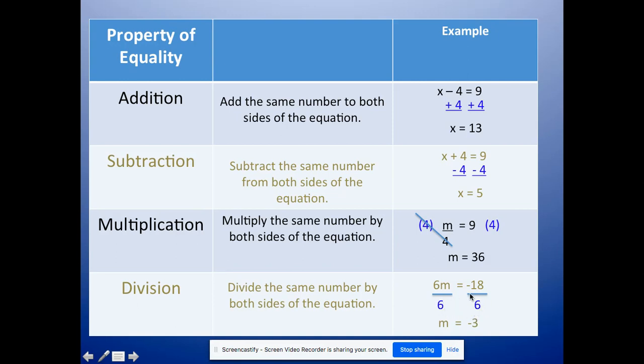Division property, because you're dividing. Multiplication property, because you are multiplying, the inverse of dividing. Here we subtracted because we did the inverse of adding 4, which is subtracting 4. And up here we did the inverse of subtracting 4, which is adding 4. So if you can understand or remember that the inverse is just the opposite, that will help you.